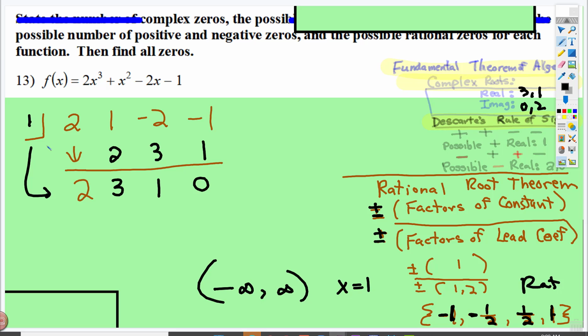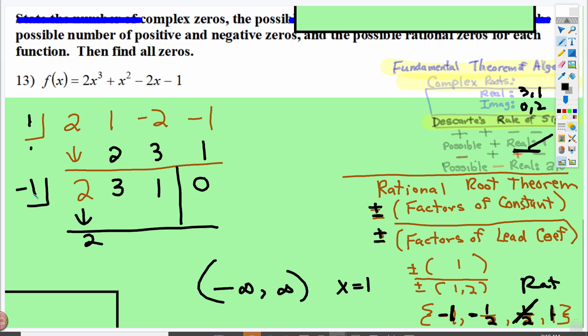By the way, you could actually use that number again if you wanted. Now here's the cool thing about synthetic division. We don't have to erase all this and then start again. We can now keep going with these numbers. So look at, positive 1 worked. So now this possible positive real, we have it. So we don't even have to check positive 1/2. We can focus on the negative numbers now.